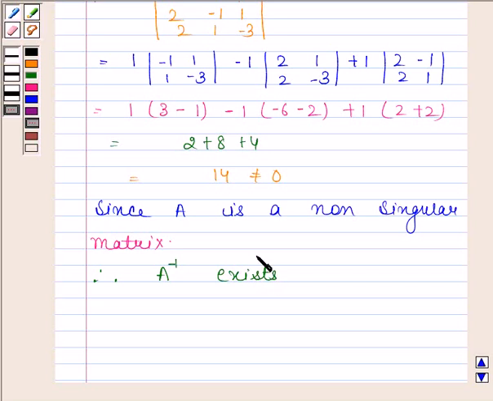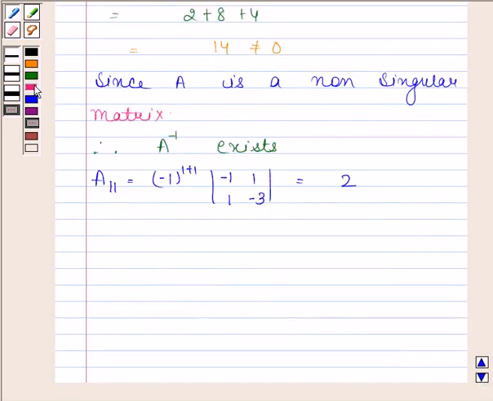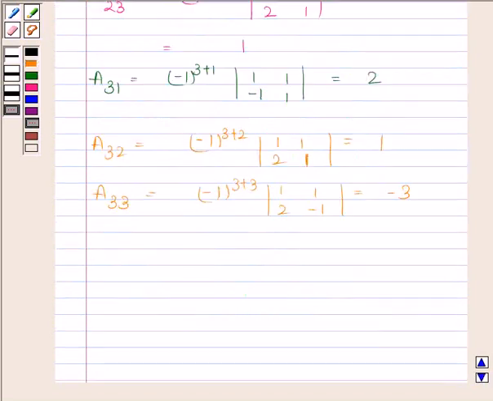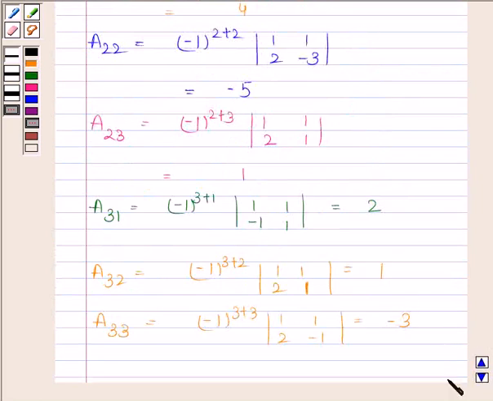Now let us first find the cofactors of matrix A. Now A11 is equal to (-1) to the power of 1 + 1 into determinant of -1, 1, 1, -3, and this is equal to 2. A12 is equal to (-1) to the power 1 + 2 into determinant of 2, 1, 2, -3, and this is equal to 8. A13 is equal to (-1) to the power 1 + 3 into determinant of 2, -1, 2, 1, and this is equal to 4. Proceeding in the same way, we have found the other cofactors also.